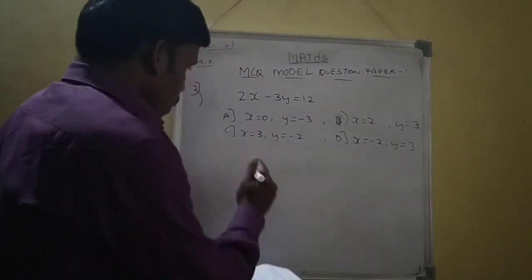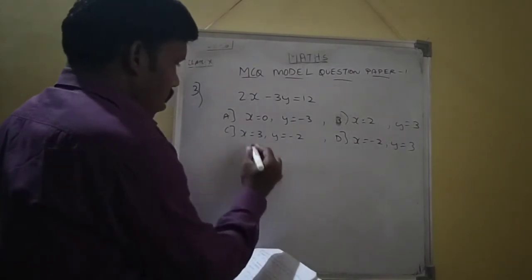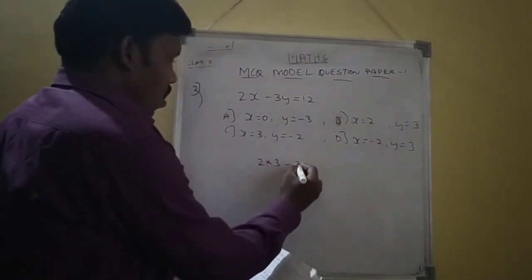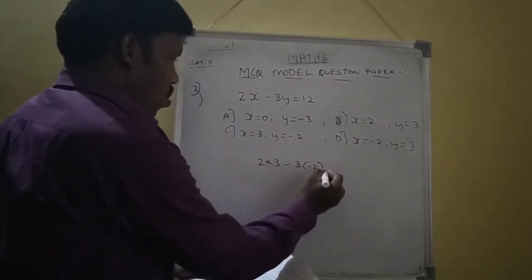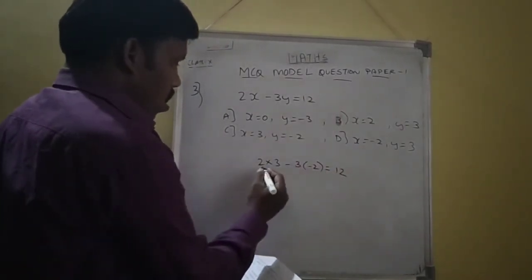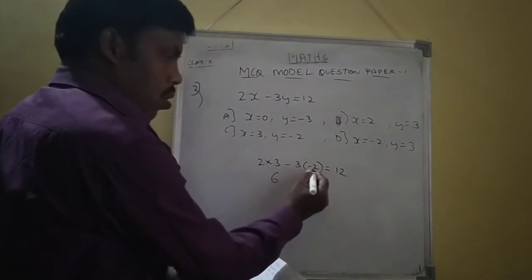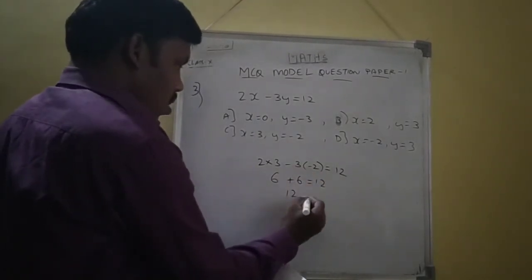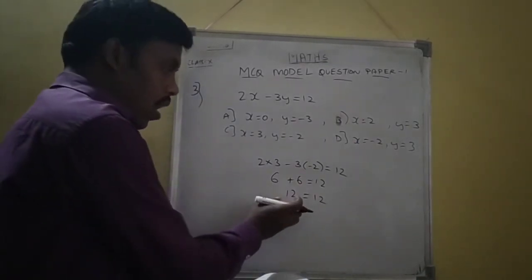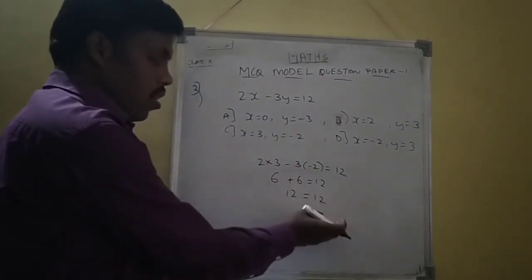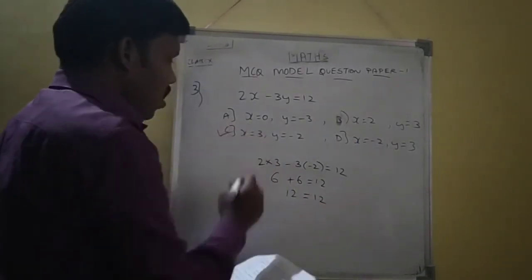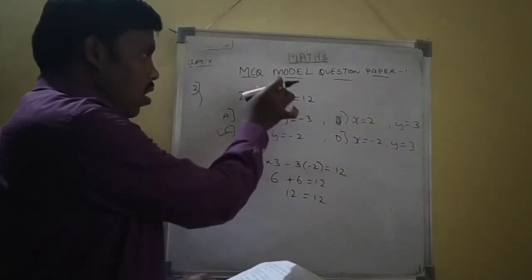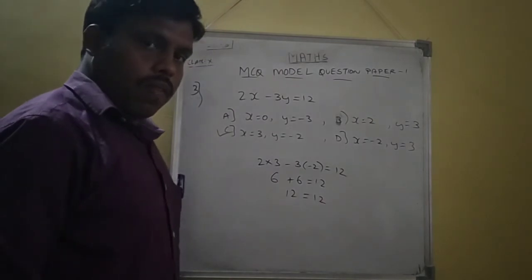Okay, so option C. If you take option C, x is 3 here. So 2 into 3 minus 3 into y, which is minus 2. So 2 into 3 is 6, and minus 3 into minus 2 is plus 6 again. 6 plus 6 is 12, equal to 12. So if you see, LHS is equal to RHS. So you can say option C is correct. This is the solution. This is the point which lies on the given line for this equation.